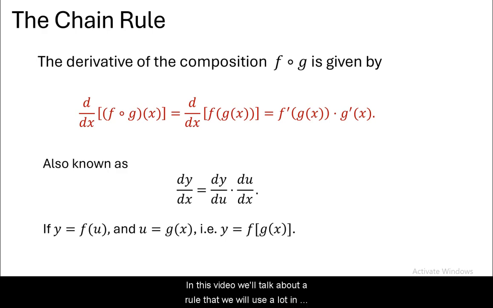In this video, we'll talk about a rule that we will use a lot in differentiation, which is the chain rule. It goes like this. If you have a function that's in the form of a composition, f of g, then the derivative of that function is equal to the derivative of f of g of x times the derivative of g of x.